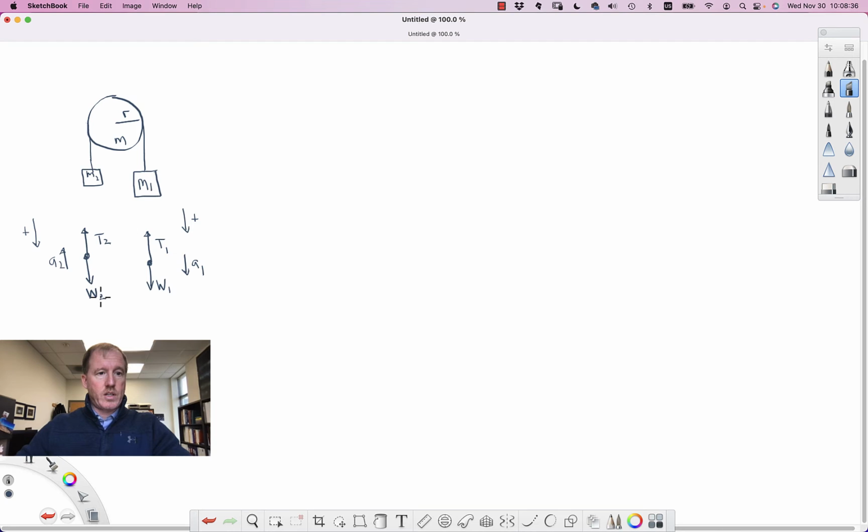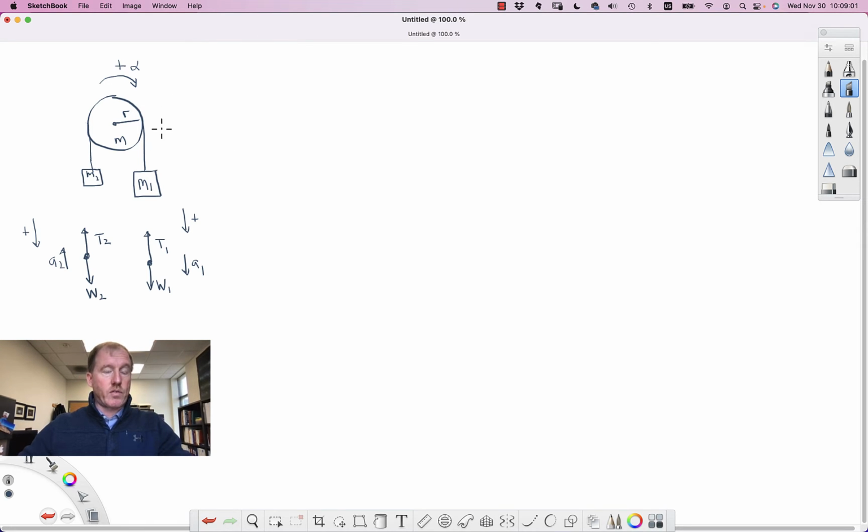Okay, so we're going to have these two equations of motion, and then finally we're going to have an equation of motion for the rotation of the pulley, and we can say that the net torque on this is equal to its rotational inertia times its angular acceleration. Let's call positive angular acceleration in the clockwise direction, positive alpha in that direction. Okay, so far I've sketched these. Let's go ahead and write down these equations.